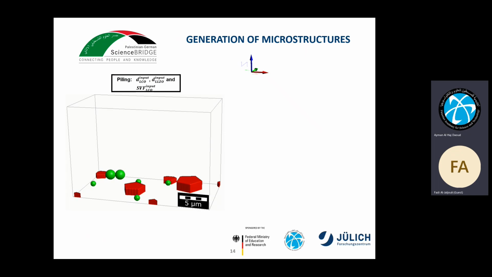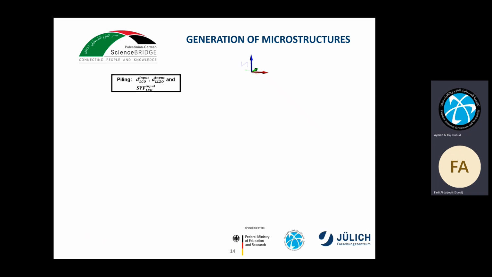Now, the first step is to use a Python script in order to generate the microstructure. We used first the piling process, and in the piling process, we use the initial grain size of LCO and LLZO and the solid volume fraction of LCO. After that, we did a distribution step, which is just rearranging the particles inside the system to ensure that we have a homogeneous distribution in the system.